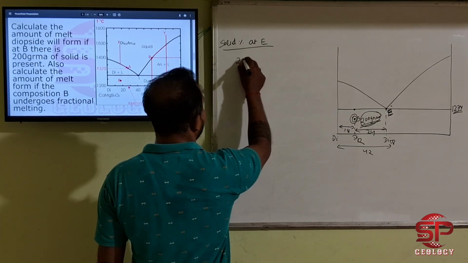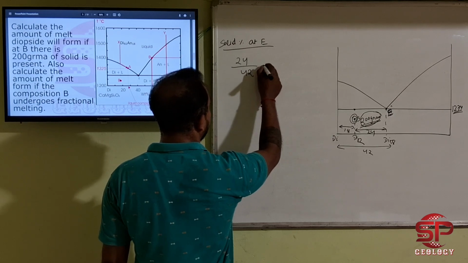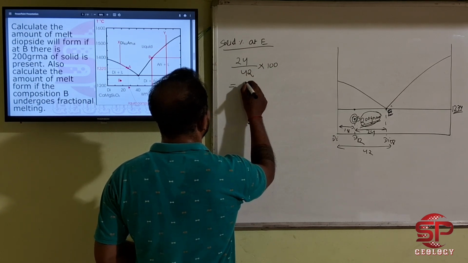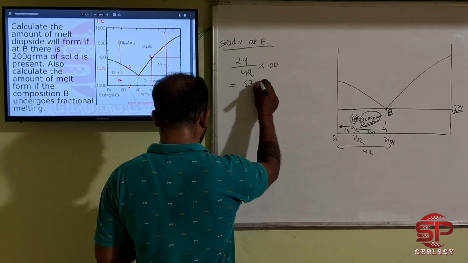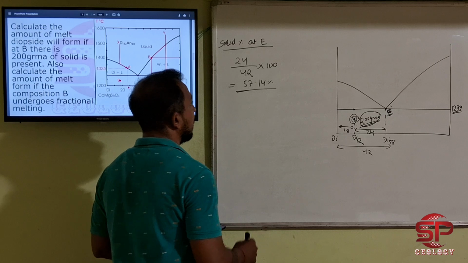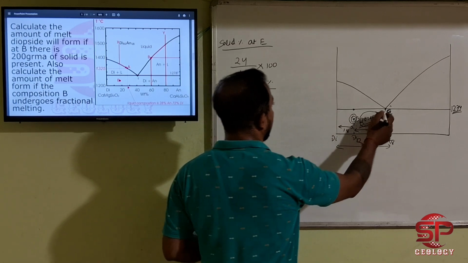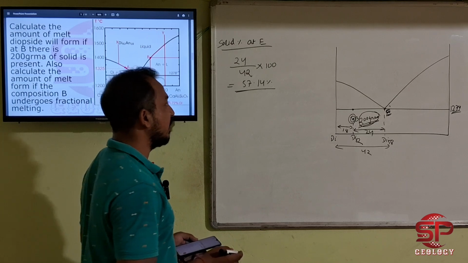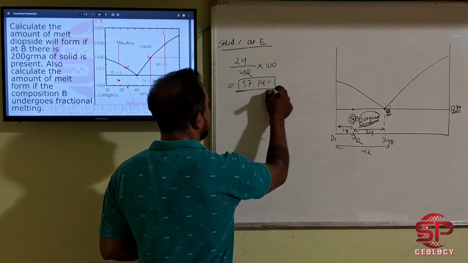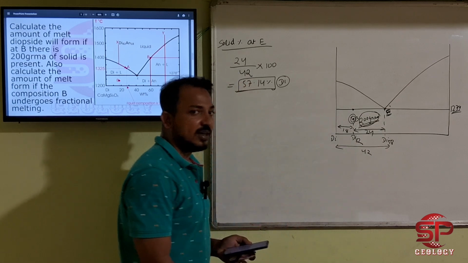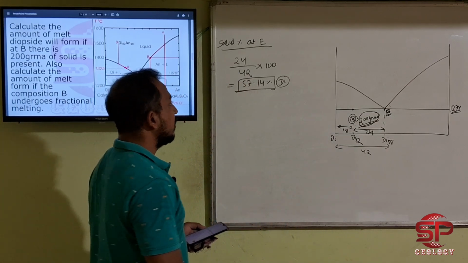So the solid percentage will be 24 by 42 into 100, so it will be 57.14%. So 57.14% is how much solid is left at this point during fractional melting. So this is only diopside. All the anorthite will melt at eutectic temperature.